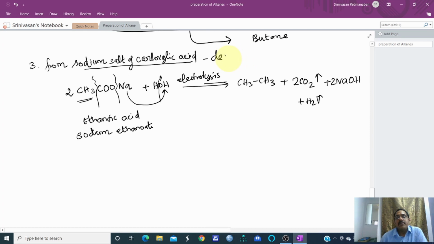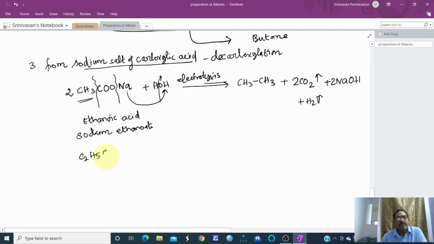So this is decarboxylation. Removing carbon dioxide, you will be getting alkanes. Okay, so let us build further. I will take one more example. We will see another higher homolog.